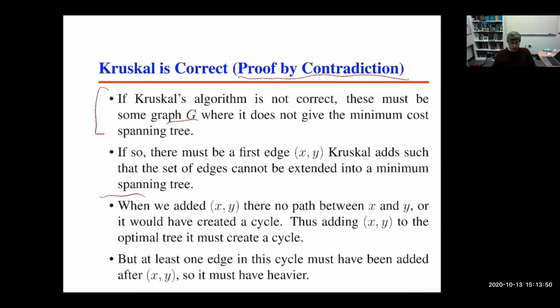The reasoning again, okay? When we added this edge, there was no path between X and Y, or else it would have created a cycle. If it did, I wouldn't have picked it. So when I add this to the optimal tree, it will create a cycle, because adding any edge to a tree will create a cycle. But at least one edge on this cycle is going to be added after me, so it must be heavier. Doing this swap will certainly not increase the weight of the tree, and so you couldn't have gone wrong making that pick. Any question?